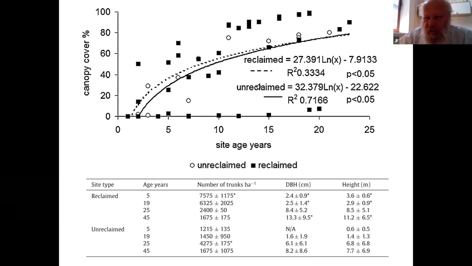Interestingly, in successional sites which were not reclaimed, we have a much lower number of tree trunks in 5-year-old sites. So we have only about 1200, but the number is gradually increasing and reaches highest density in 25-year-old sites, when we actually have more trunks than in reclaimed sites of the same age. But then by self-thinning, the number of trunks decreases again, and in 45-year-old stands, we have basically the same amount of trees on reclamation or in succession in this particular study.